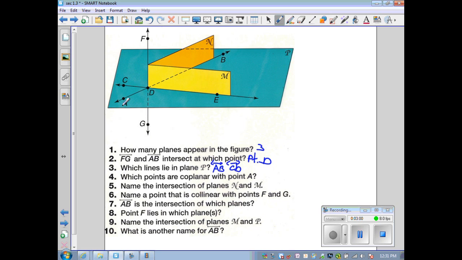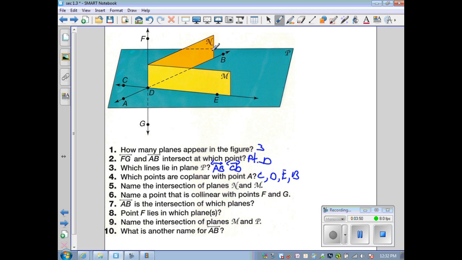Recall that coplanar means points that all lie in the same plane. Therefore, point A is in plane P. Therefore, I need to have all points that are in plane P. Points in plane P are C, E, B. Points F and G are not coplanar with A.